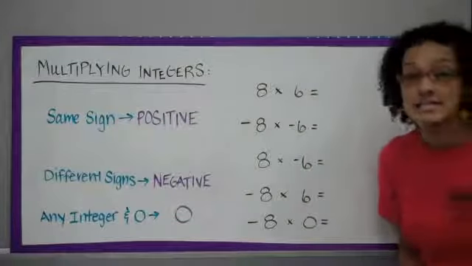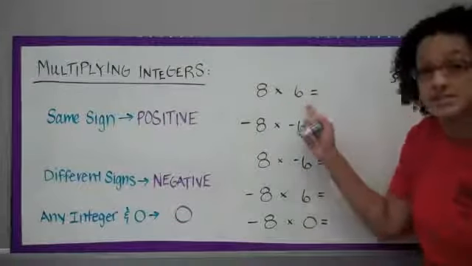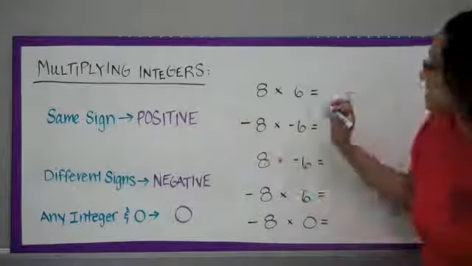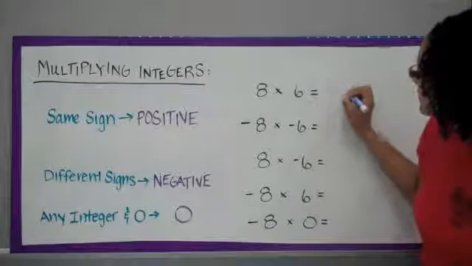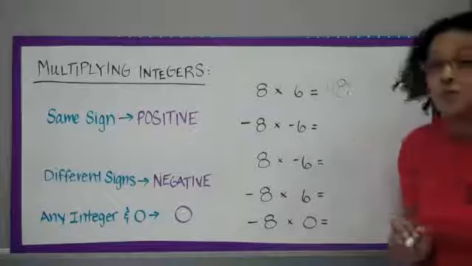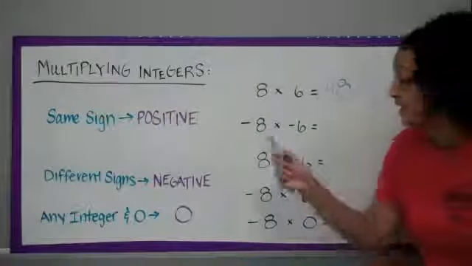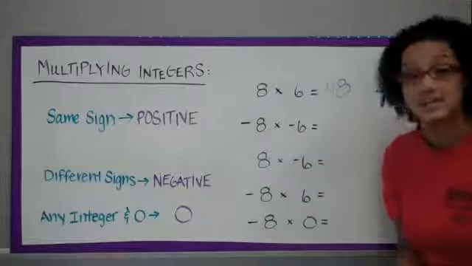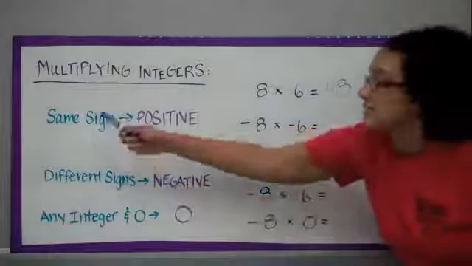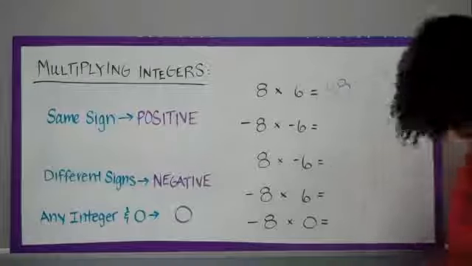We've got 8 times 6. They're both positive. They have the same sign. And so it's going to be a positive 48. The next example, they still have the same sign. Negative 8 times negative 6. They're both negative. When they have the same sign, the answer is positive.